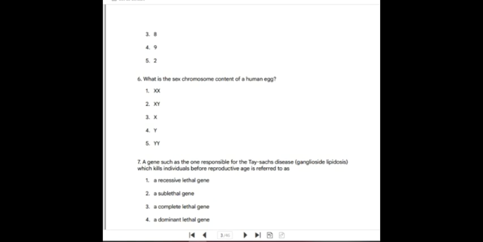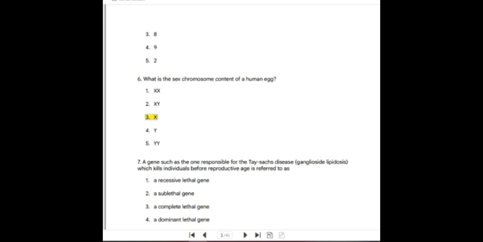But when you look at the sex chromosome content of the human egg, you just have one single X, because the other X has to be contributed during fertilization, where it's gotten from the sperm in order to make a female, and that's why we went for this particular answer.